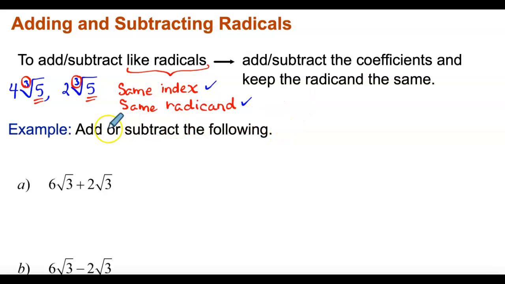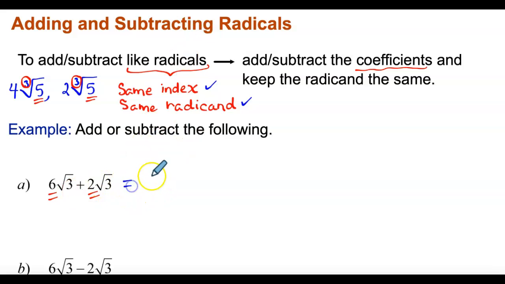3a asks us to add or subtract the following. We have 6 times the square root of 3 plus 2 times the square root of 3. Now remember, we have to add or subtract the coefficients. So the coefficients in this case are 6 and 2, right? It's the number that's multiplied by the square root of 3. And we just need to add those together.